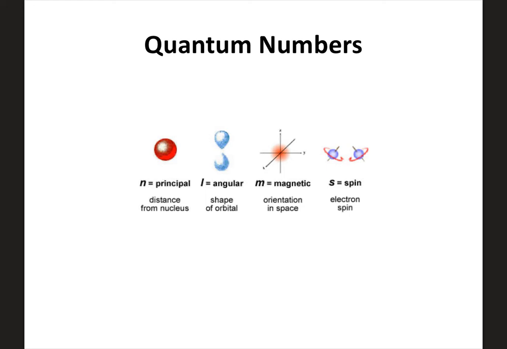So when we're assigning quantum numbers for electrons, we will have the principal quantum number first, then the azimuthal, then the magnetic, and then lastly the spin. And you'll see how this will give us a set of 4 different quantum numbers for each electron.